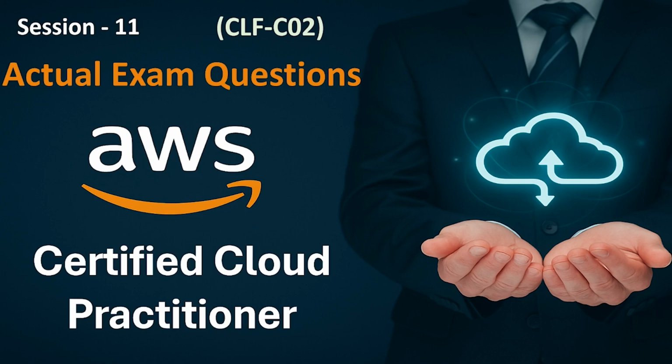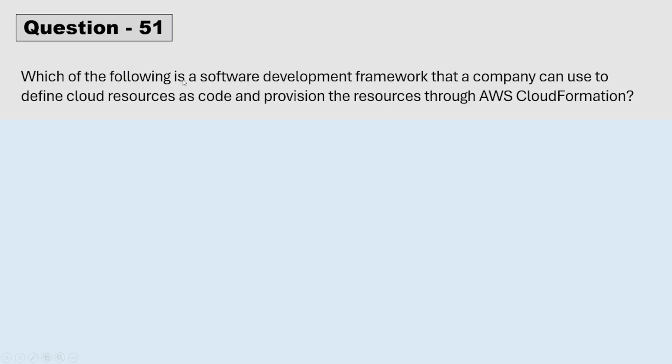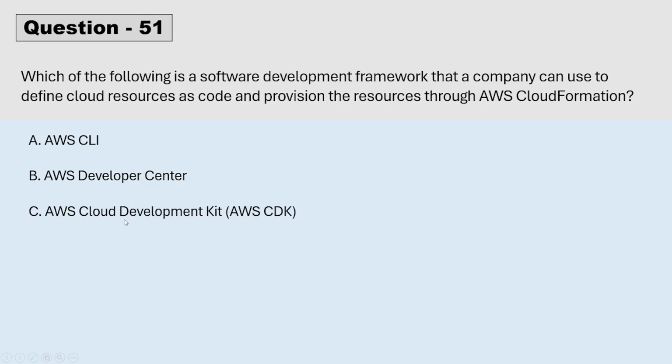So let's start this video with question number 51 of this series. Which of the following is a software development framework that a company can use to define cloud resources as code and provision the resources through AWS CloudFormation? Here are the options: option A, AWS CLI; option B, AWS Developer Center; option C, AWS Cloud Development Kit, that is AWS CDK; option D, AWS CodeStar.